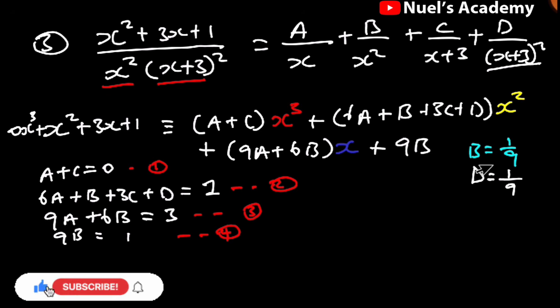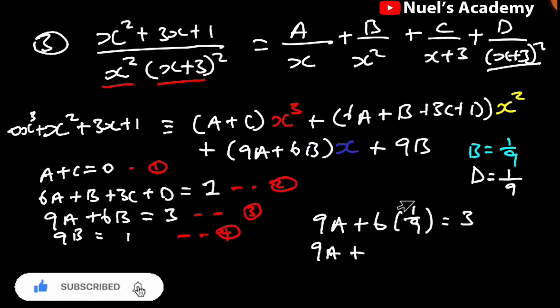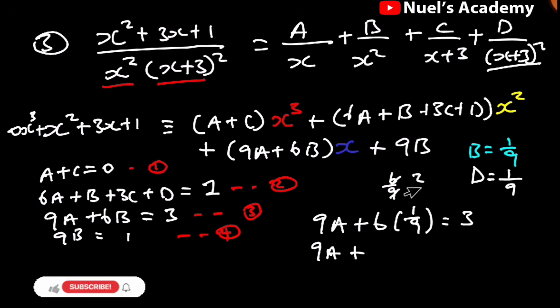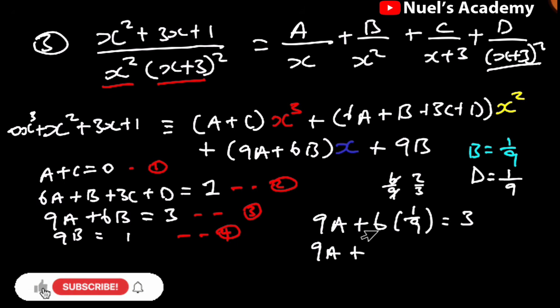Now, having found the value of b, let's use equation 3 and find the value of a. 9a plus 6b equals 3. So we have 9a plus 6 times 1 over 9, and this equals 3. So 9a plus 6 over 9. But we know that 6 over 9, 3 into 6 is 2, 3 into 9 is 3, so this is equal to 2 over 3. So we have plus 2 over 3 equals 3.